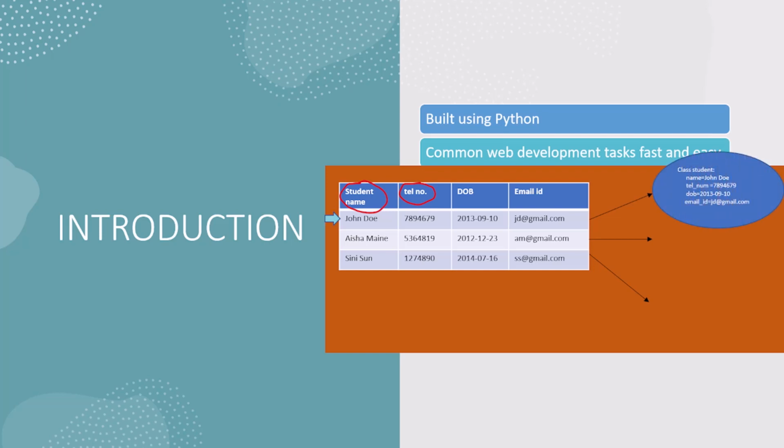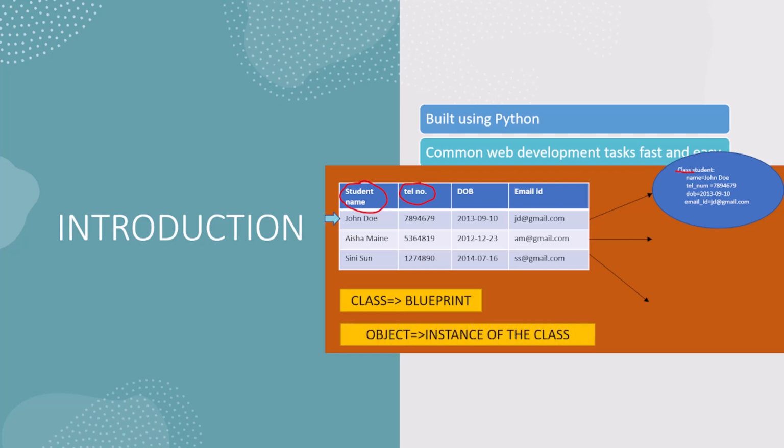Talking about that term class, this is an OOPS concept, essentially object-oriented programming. And in the case of Django, this is going to be a Python class. But the term class itself is essentially a blueprint or a template on the basis of which objects can be created. So using this class student, we can create objects which are essentially instances of the class.